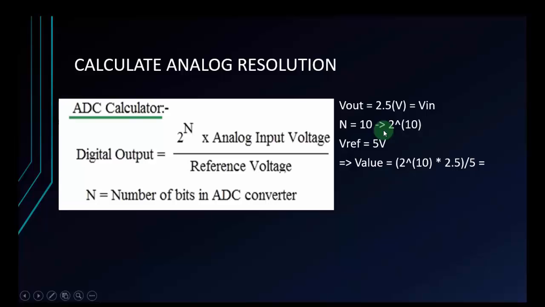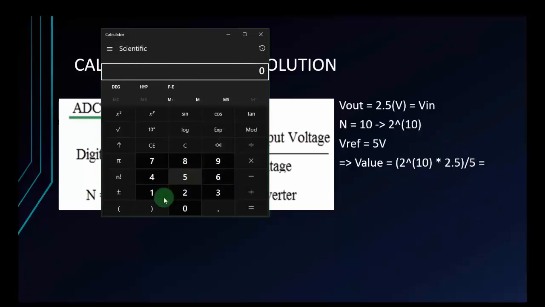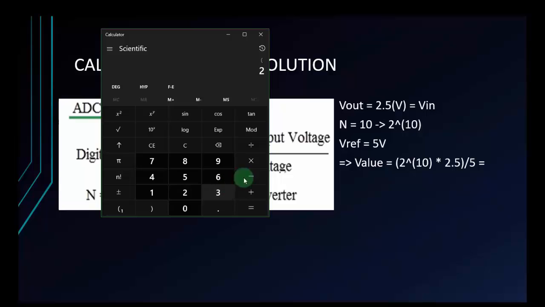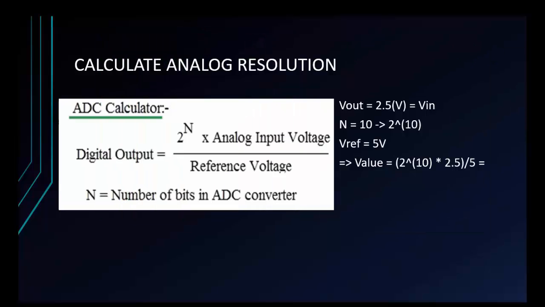I have a script right here. The V-out is 2.5 volts, n is 10 bits, and the reference voltage is 5 volts. To summarize the values like this, I will calculate it. I put 2 to the power 10, then multiply by 2.5, and then divide by 5, which is 512. Okay, that's it, 512.